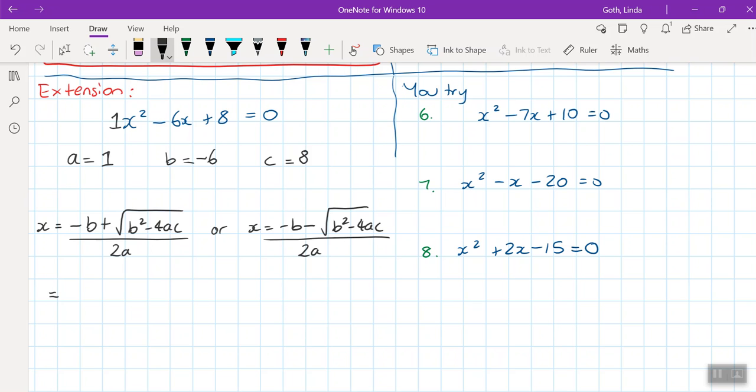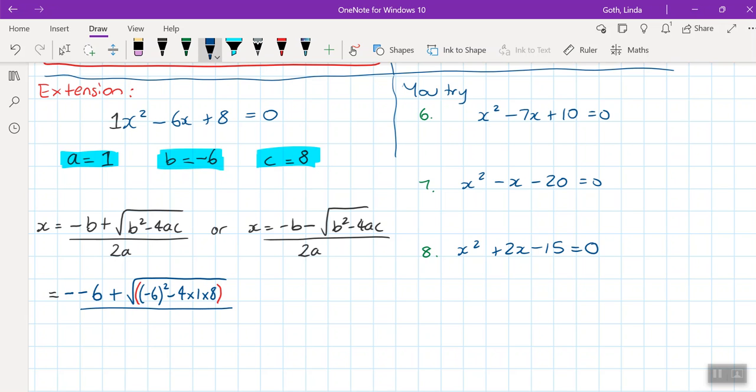When we substitute, wherever I see an a, I'm going to put 1. Wherever I see a B, I'm going to put minus 6. And wherever I see a C, I'm going to put 8. So let's do that together. Now, this looks a bit weird. I've got minus negative 6 plus the square root. I'm going to put that negative 6 into brackets. Minus 4 times 1 times 8. Now, our calculators are a bit picky. So this is where we can put that extra lot of brackets in. Over 2 times a. And we're going 2 times 1. We're going to put that bracket in there as well.